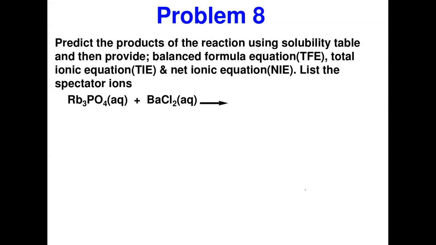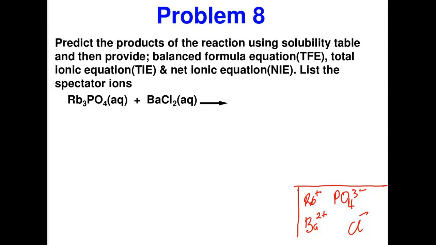So I usually try to draw my small box here to help you figure out the product. Again, rubidium is in group 1, so you know it's going to be 1 plus. Phosphate is usually PO4 3 minus. Now, for the second one, barium is in group 2, so it is going to be Ba 2 plus. And then chloride is in group 7, so it is going to be 1 minus.